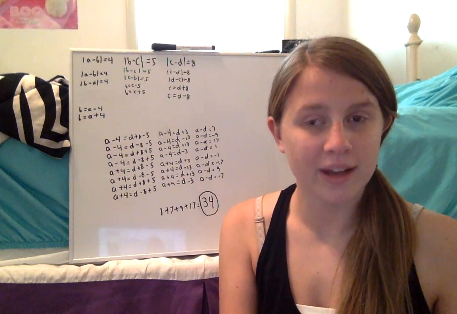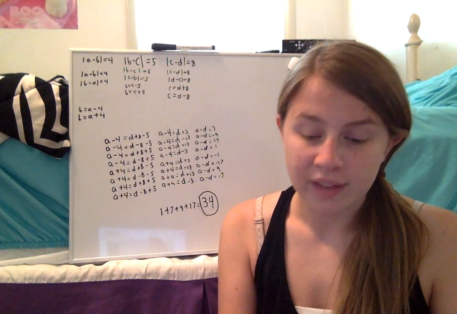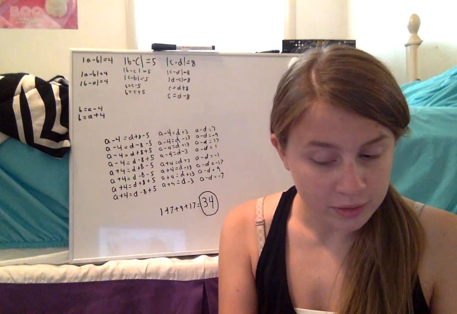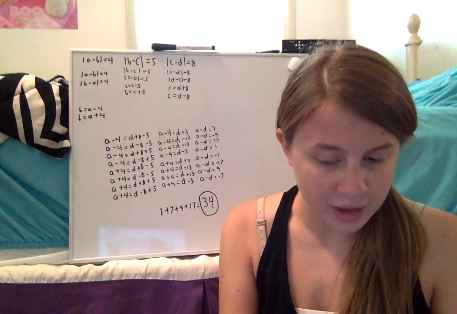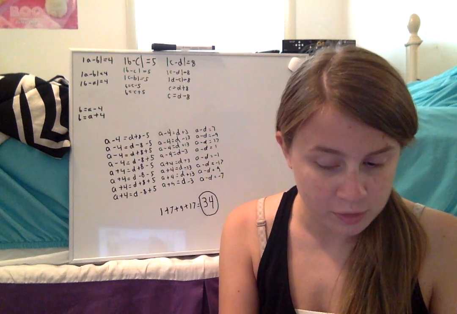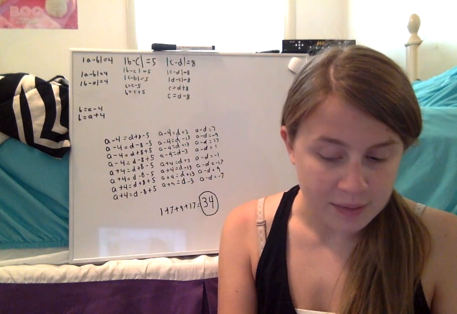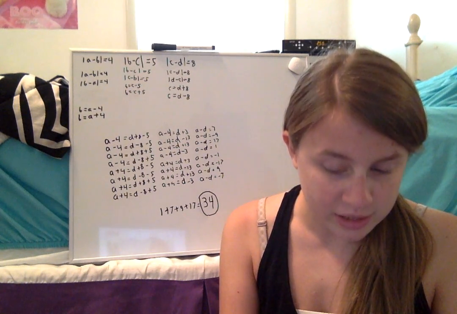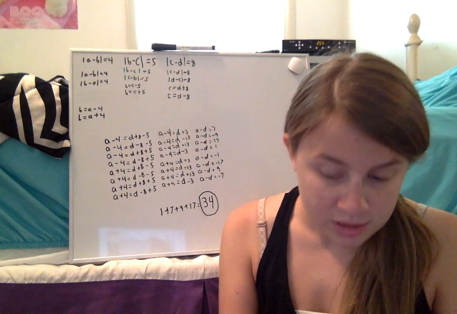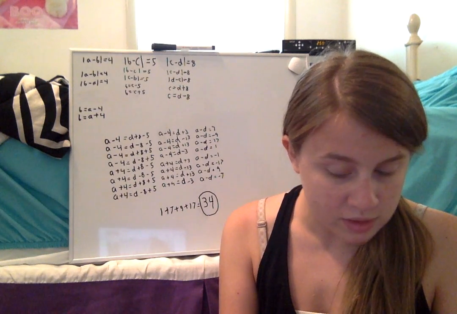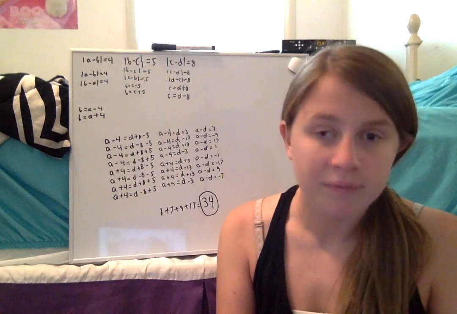So I had problem number 8, which says, let A, B, C, and D be real numbers with the absolute value of A minus B equals 4, the absolute value of B minus C equals 5, and the absolute value of C minus D equals 8. What is the sum of all the possible values of the absolute value of A minus D?